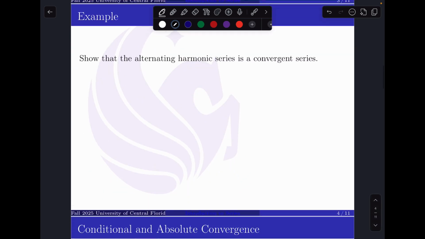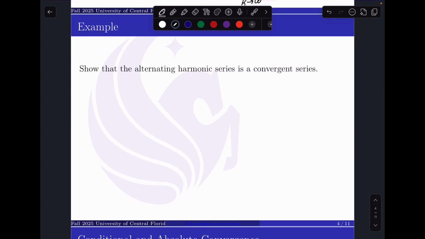All right, let's do an example. It says, show that the alternating harmonic series is a convergent series. Well, I know the harmonic series is the sum from n equals 1 to infinity of 1 over n. The alternating harmonic series is going to be the sum from n equals 1 to infinity of negative 1 to the n over n. Now, we have that this is an alternating series. We have two conditions to check. The first thing is we need to check that our B sub n's are decreasing.